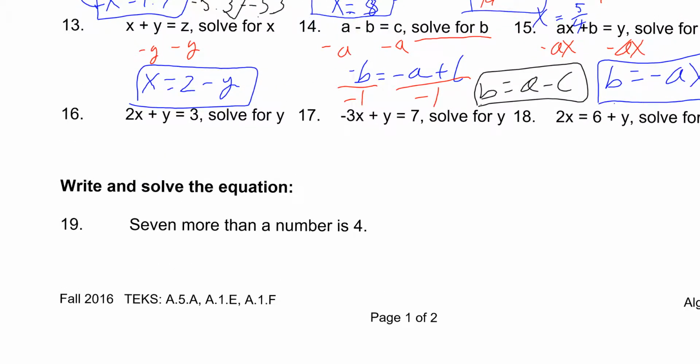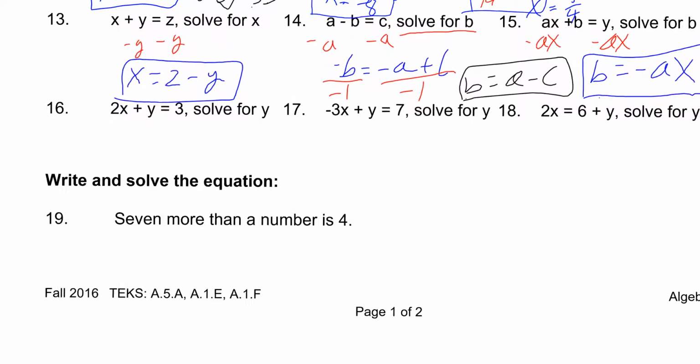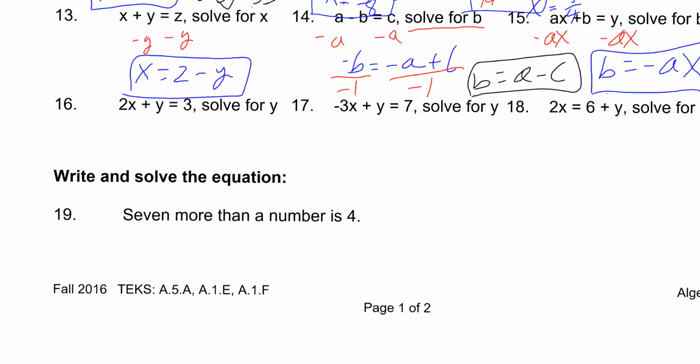Alright. This one says to solve for y. So we're going to subtract 2x from both sides, just like we did the other one. We're going to move a whole term, and we're going to subtract 2x from both sides, and that's going to leave us with y equaling negative 2x plus 3. And there's that.